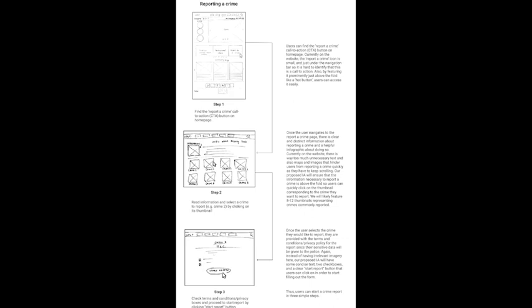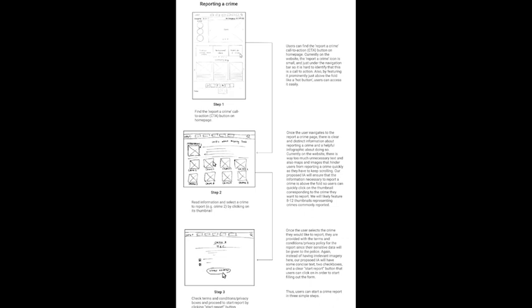The user can find a Report a Crime hot button on the home page. Once the user navigates to the Report a Crime page, there is clear and distinct information about reporting a crime and a helpful infographic about doing so.